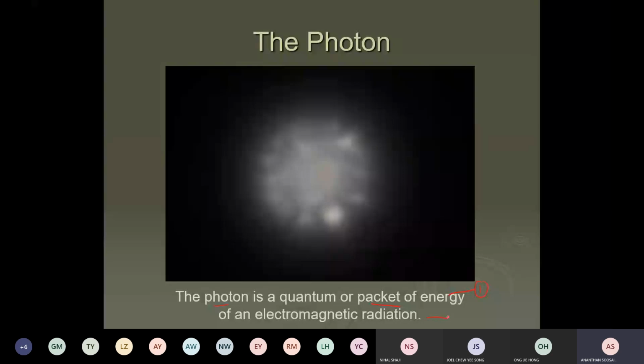One mark, another one mark, 2 mark question. Very famous question. If a quantum question comes up in your actual examination paper, most likely part one question is: what is meant by photon? Photon means a packet of energy, a packet of energy of an EM radiation. That's photon.